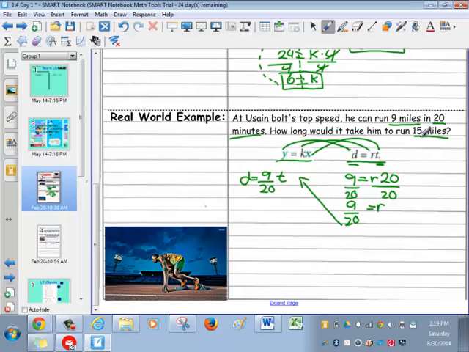We want to figure out how long it will take him to run 15 miles. So which one of these is miles? This one. So we have 15 is equal to 9 over 20 times t. Now we have to do a little multiplication. Let's multiply both sides by 20. If we multiply both sides by 20, that will cancel this 20.